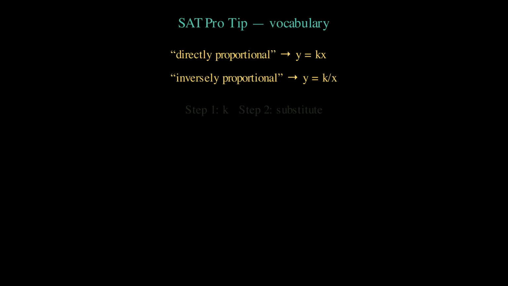Always find k first using a complete pair of values, then substitute the last given value to solve the unknown. On grid-in questions, simplify k and your final value fully before bubbling, because variation problems often produce tidy fractions.